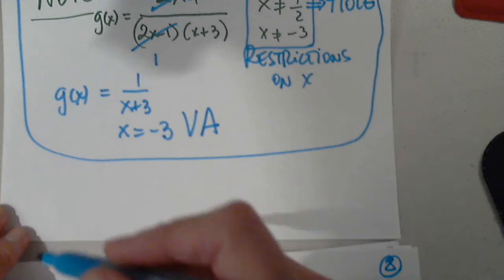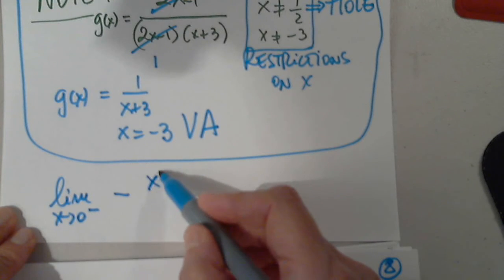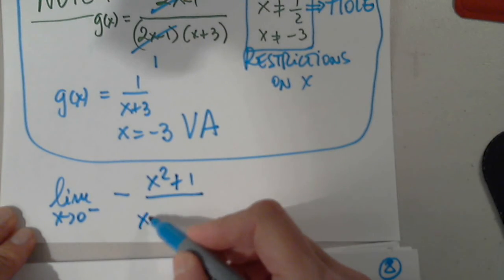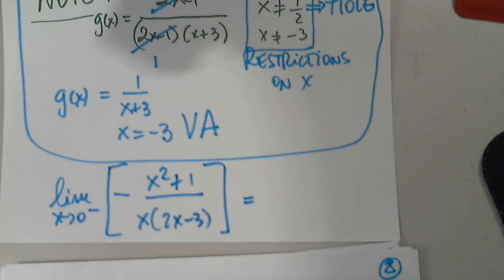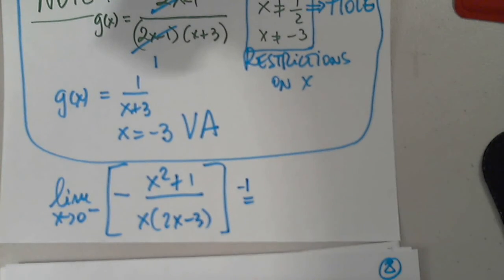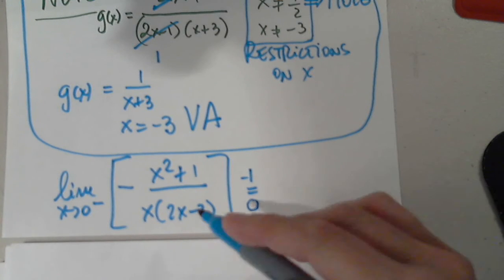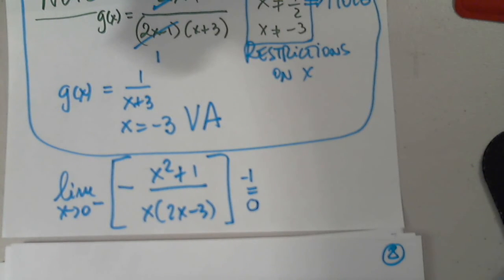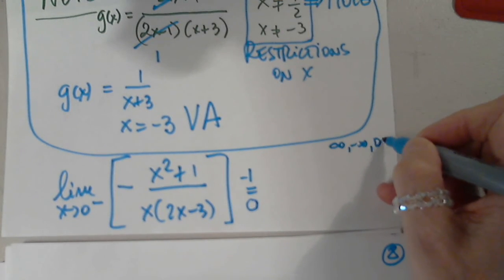So limit as x approaches 0 from the left, of negative x squared plus 1 over x times 2x minus 3. I plug it in because I need to see what type it is. The numerator is 1. Negative 1, it doesn't matter because I'm going to take that into account anyway in a minute. And the denominator is 0. I know that this limit has no hope. Of course, it cannot have any hope because it's a vertical asymptote. So the answers could be infinity, negative infinity, or DNE.